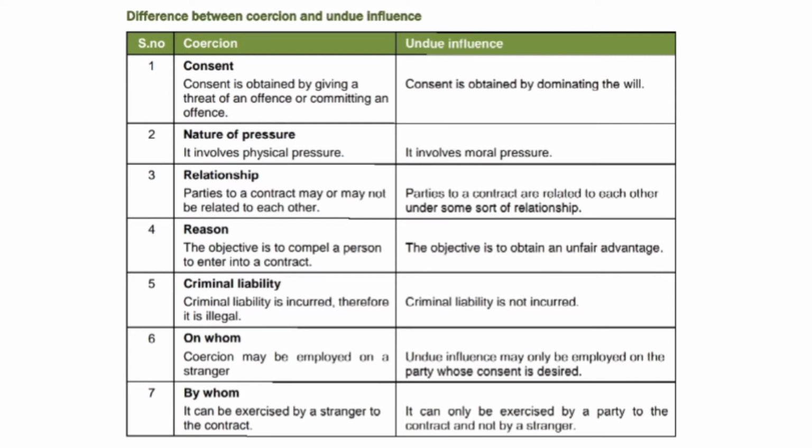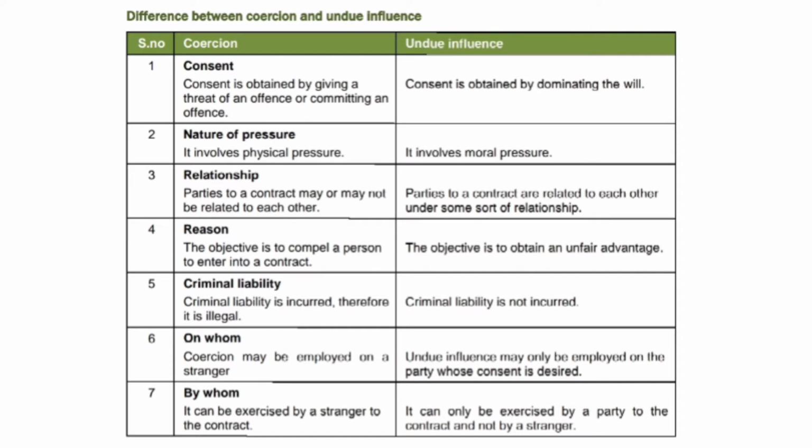The fourth difference is about the reason. So in coercion, the reason, that is, the reason of the party who is applying coercion, is usually to compel the other person to enter into the contract, that is, to force another person to enter into the contract, whereas in undue influence, the objective, that is, the reason behind applying that undue influence, is usually simply to obtain an unfair advantage. The fifth difference relates to criminal liability.